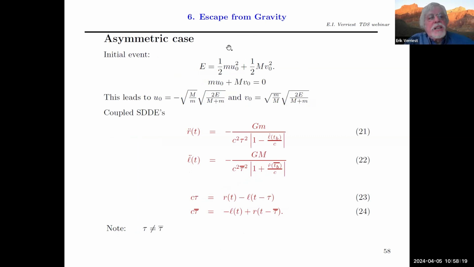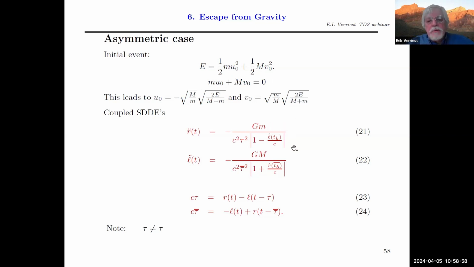I can generalize this for the asymmetric case. So let's assume we have an initial event like a nova or supernova explosion that takes the star apart into two parts. So this gives the initial kinetic energy, nothing relativistic here because this is all at position 0. I keep the center of mass at 0 for simplicity. And these two equations tell me what the velocities for the left moving and right moving mass have to be.